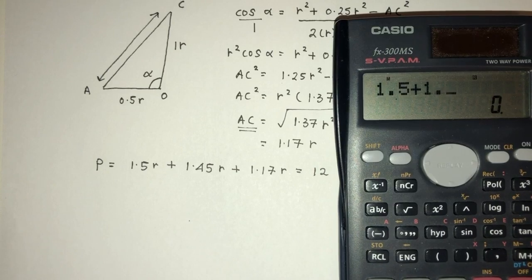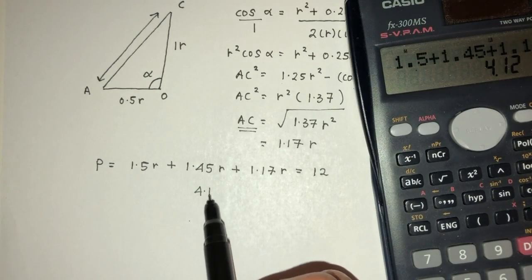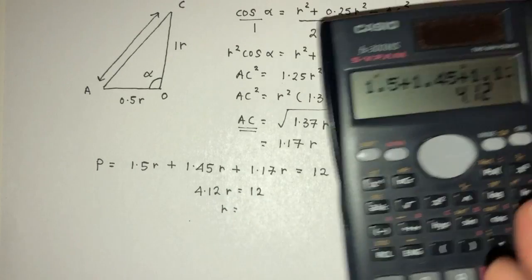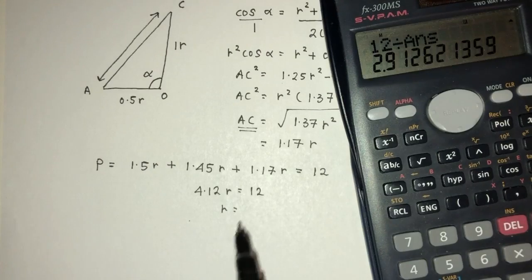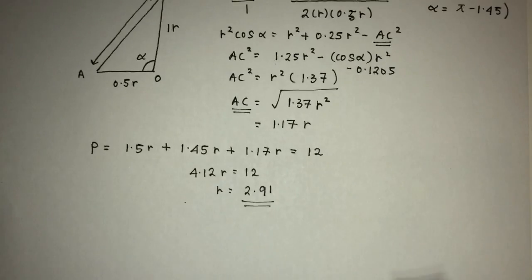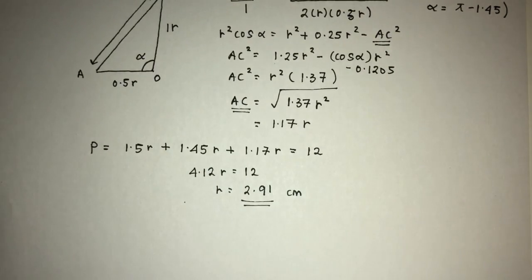1.5 plus 1.45 plus 1.17, that should be 4.12. R is 12. So R has to be 12 divided by answer, that will be 2.91 as your value for the radius. This is in terms of centimeters, correct to 3SF. That will be question number 8.